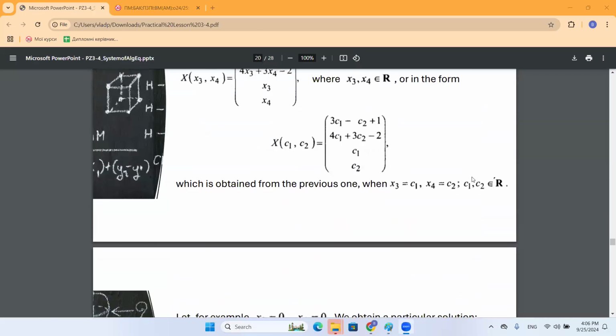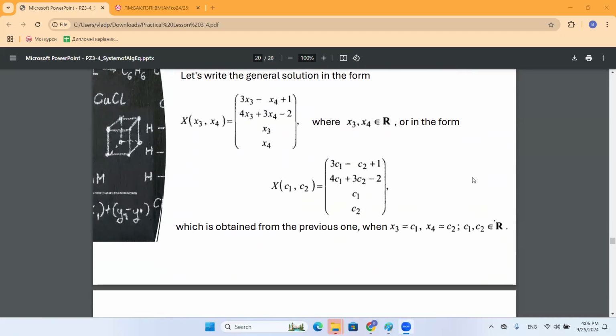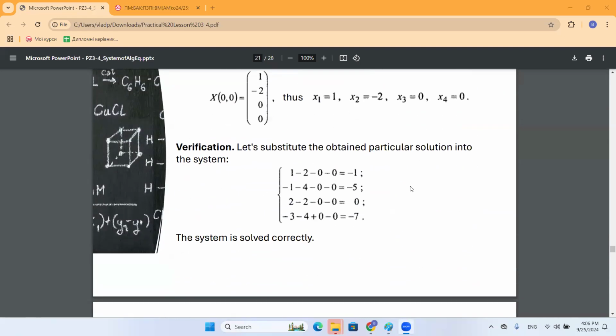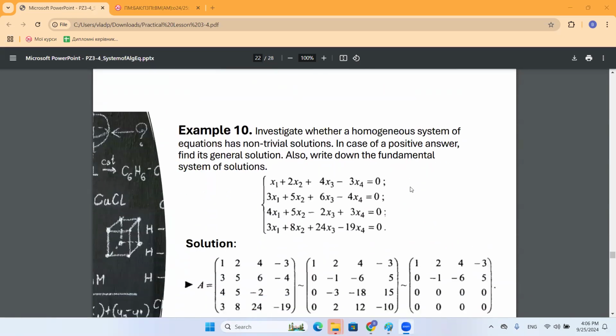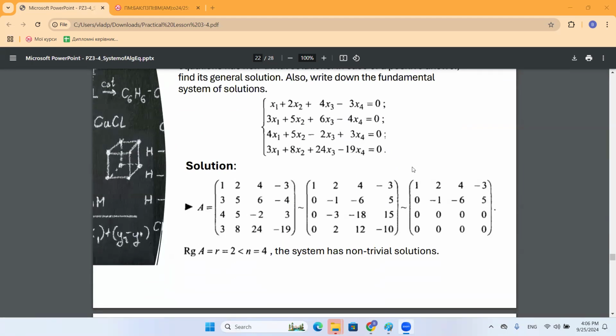Actually, I understood what the problem was. We just confused the order of variables, so I suggest doing this next: just don't change the order of variables. So x1, x2, x3, and x4, and then everything will be correct. So we will have no problems with solutions.